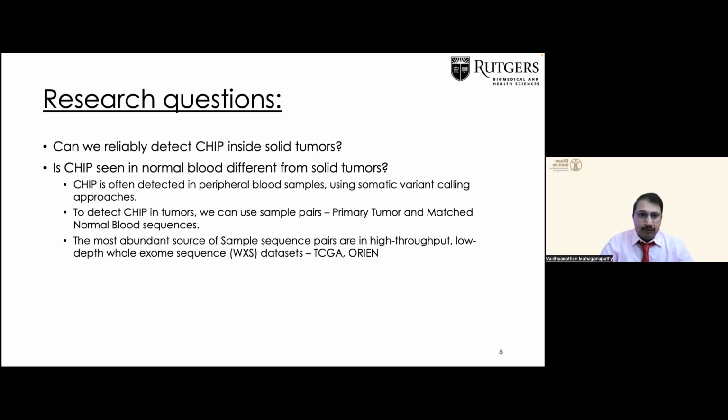So as I mentioned before, CHIP is often detected in peripheral blood samples using typical somatic variant callers, like MuTect2. And in order to detect CHIP in tumors, we decided to use sequence sample pairs, namely primary tumor sequence and matched normal blood sequences. The most abundant source of these sequence pairs are actually high-throughput, low-depth whole exome sequencing datasets, namely TCGA and ORIEN.